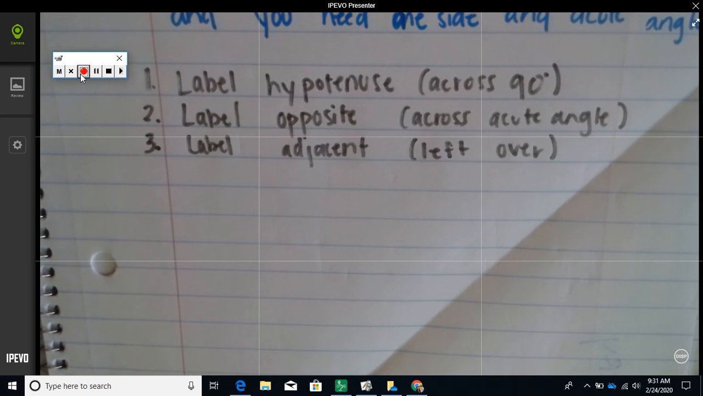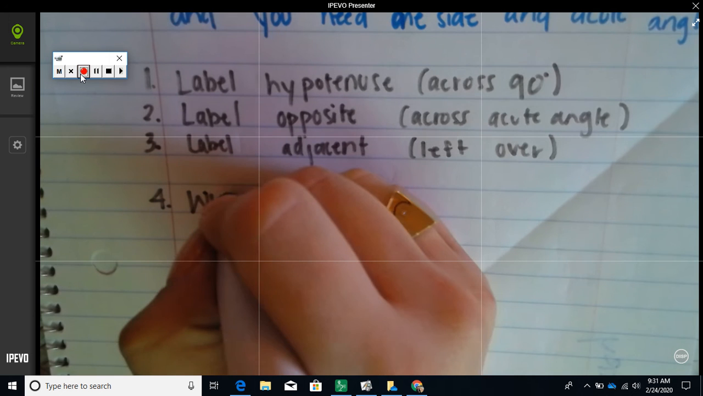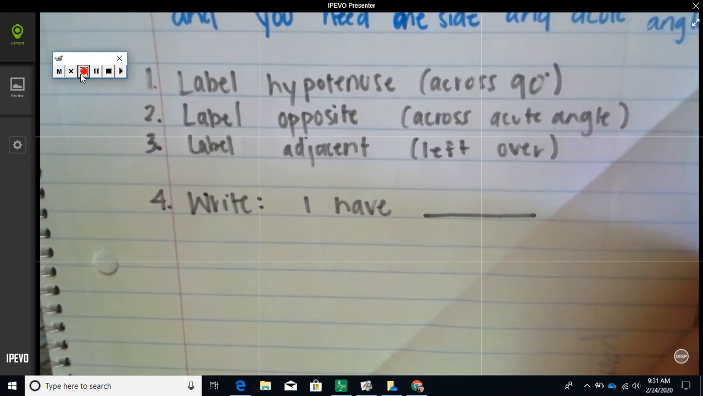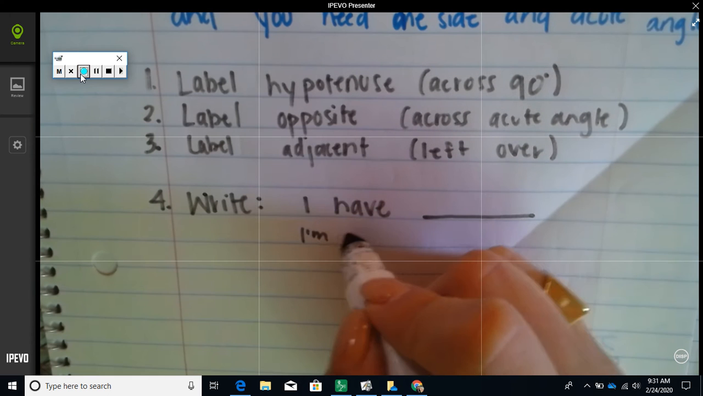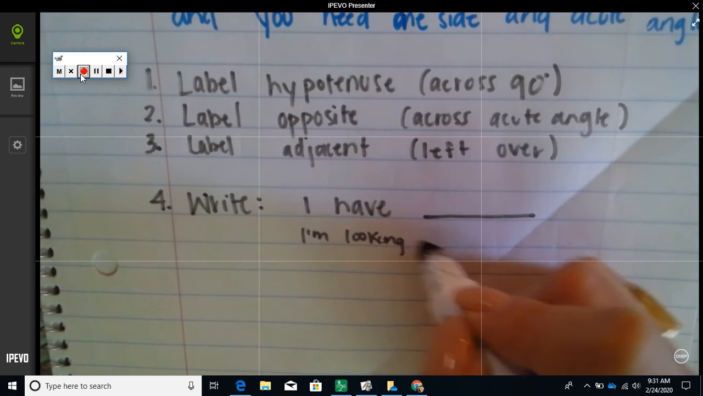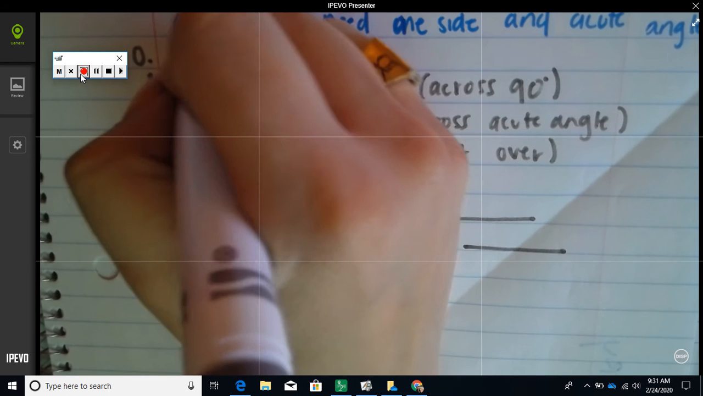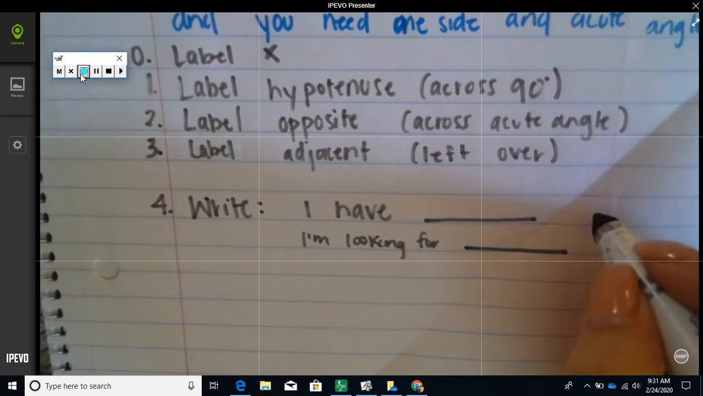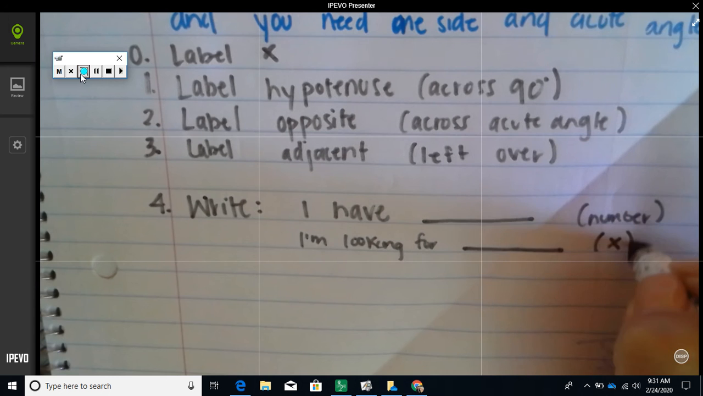The fourth step, it's important that you write down this. I have, and you're going to write down which one you have. You're going to write one of these words. Then you write, I'm looking for. I guess step 0 should have put label X. So the one that you have, that's where you have the number. You're going to have a number there. The one that you're looking for is your X. It'll tell you in the problem which one you're looking for.